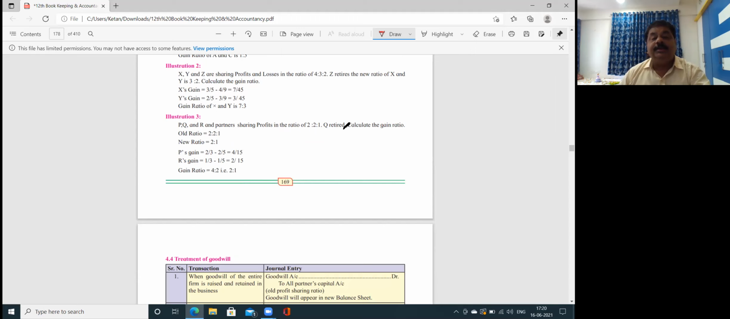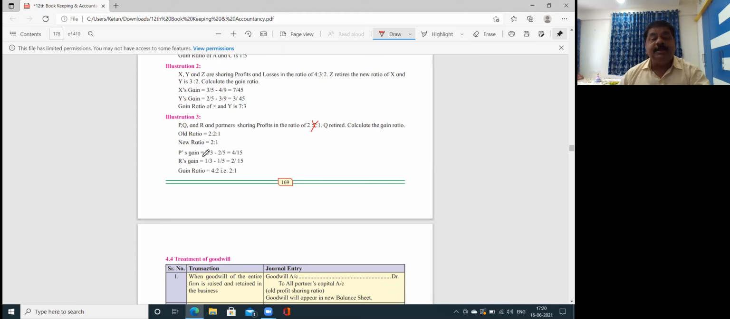Then P, Q, R are partners sharing profits and losses in 2:2:1. This is the old ratio. Q retired. Calculate the gain ratio. गेन रेशियो आपको calculate करना है. So here actually, what is the new ratio coming? By cancelling Q's share. Q का share आप cancel करो. फिर आपको automatically new share मिलेगा. मतलब Q का शेयर हमको कैंसिल करना है. तो what is the remaining share? 2:1. Old ratio 2:2:1, new ratio 2:1 between P and R.